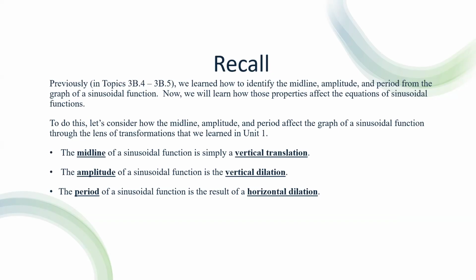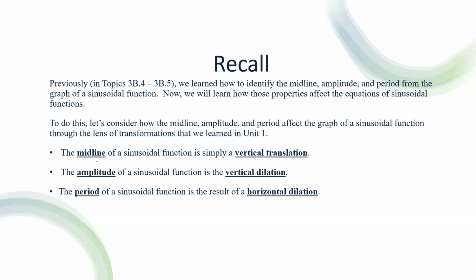Just like all parent functions, your functions shift and change. The difference here is that we've been describing the transformations of the parent functions in terms of the midline, the amplitude, and the period. The midline is a vertical translation. The amplitude is a vertical dilation. And your period is just a horizontal dilation. The dilation describes where your function is being stretched or compressed horizontally or vertically. We learned all about transformations in Unit 1, so it's the same things, just with a new hat on it.